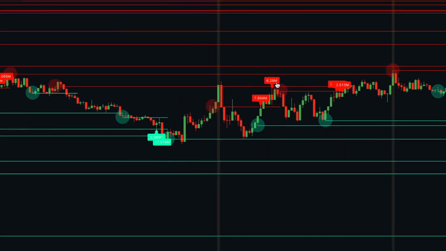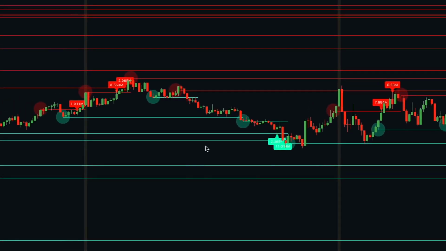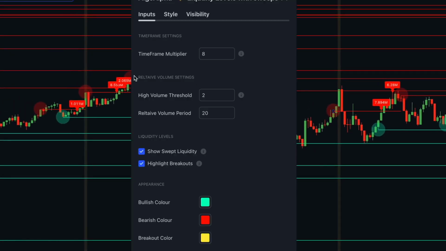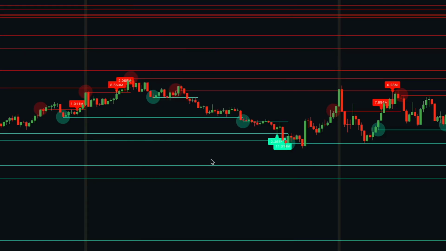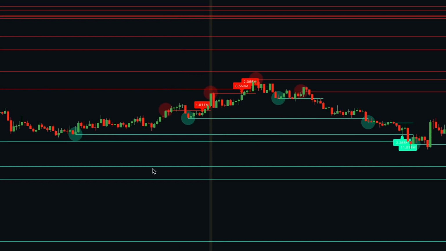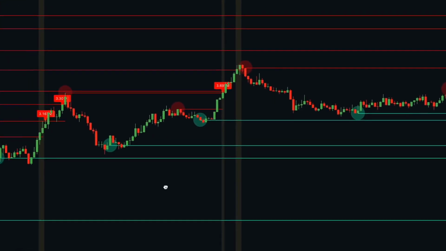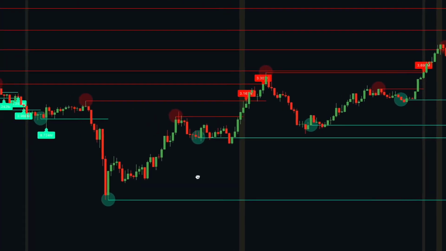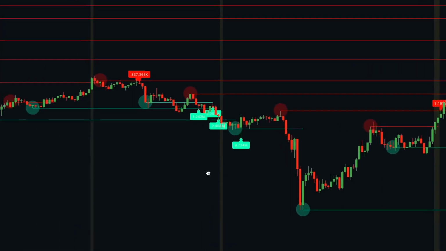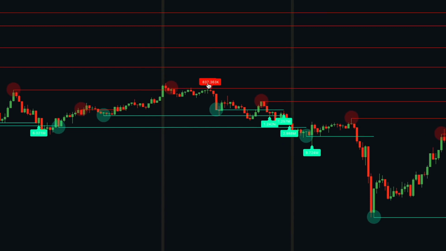To maximize your trading efficiency with the liquidity levels with liquidation sweeps indicator, follow these simple steps. Access the indicator settings to personalize the timeframe multiplier, high volume threshold, and relative volume period. Tailor these settings to match your trading strategy and chart preferences. Once you're done with the settings, monitor the chart for liquidity levels and sweeps. Bullish sweeps are marked with green labels, bearish sweeps with red, and breakouts are highlighted by the chart background.